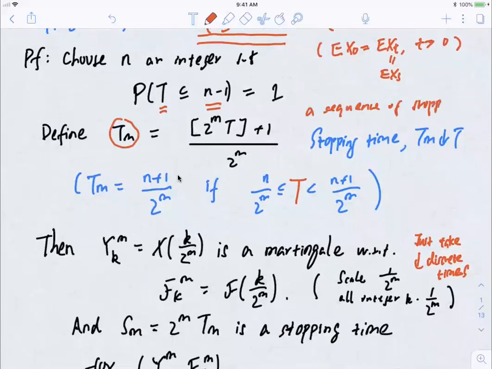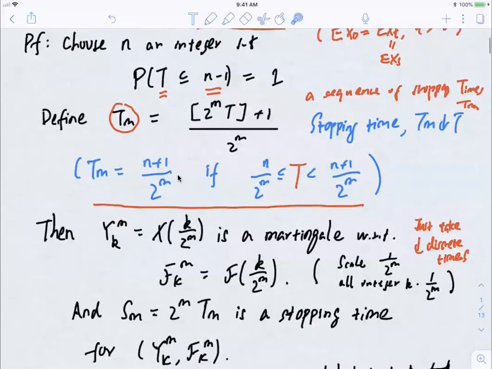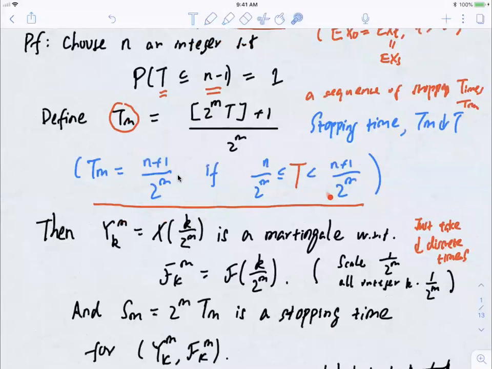So this definition is exactly what we did before we stated the strong Markov property. You can check this T_m satisfies the following property: if t is between n/2^m and (n+1)/2^m, then T_m just equals the bigger one.